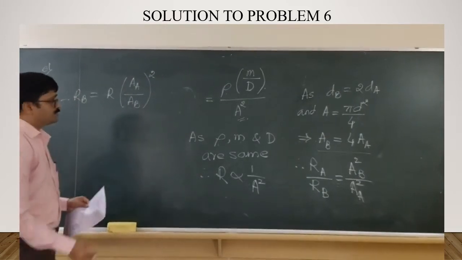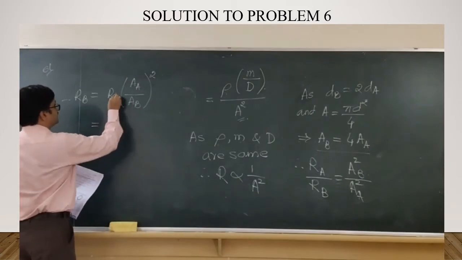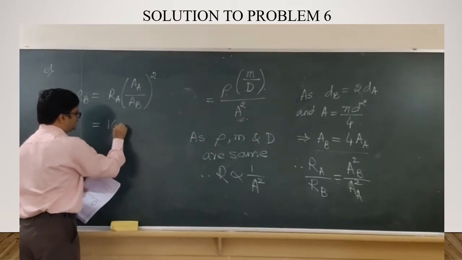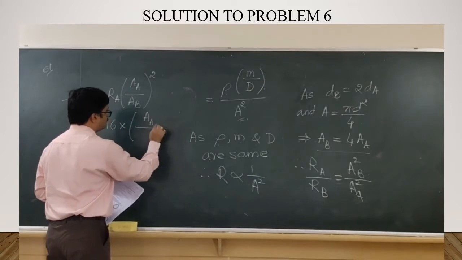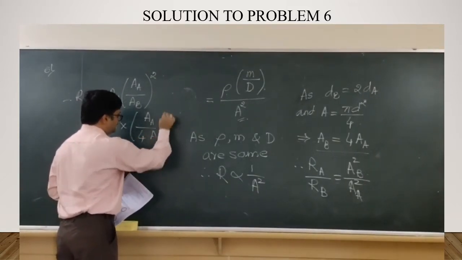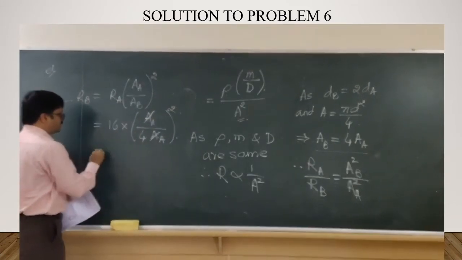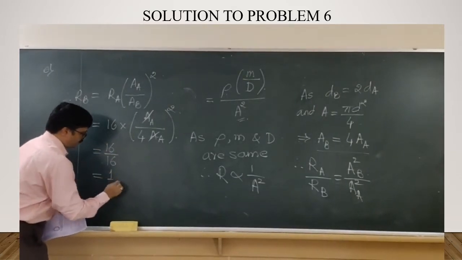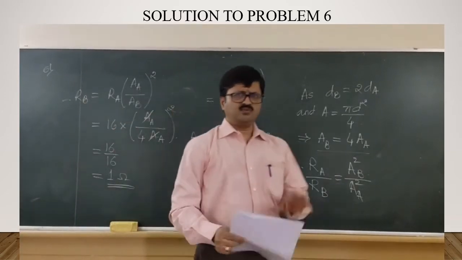Fine. But we know that AB is 4 times A, so we can say RA is 16 into AA divided by AB, which is 4 times AA, square. Again, AA cancels off. Thus we get 16 by 16, which is equal to 1 ohm. So the answer is 1 ohm, my friends.